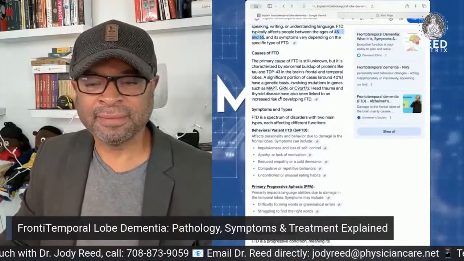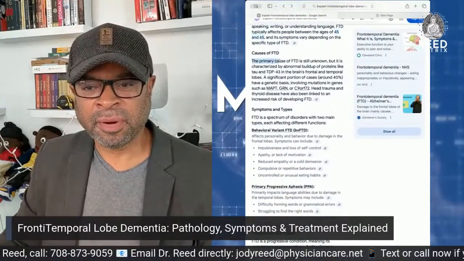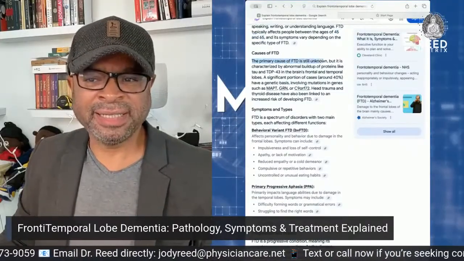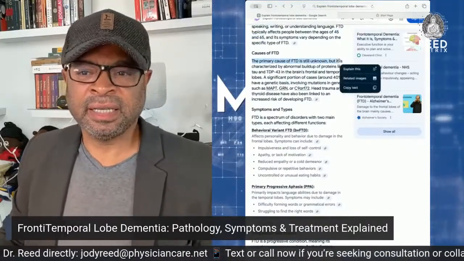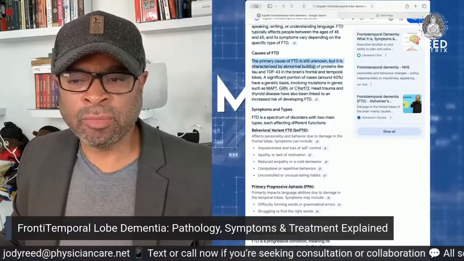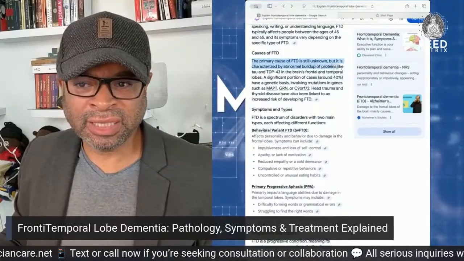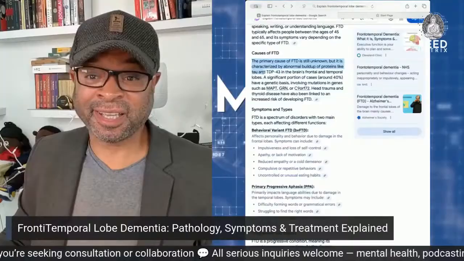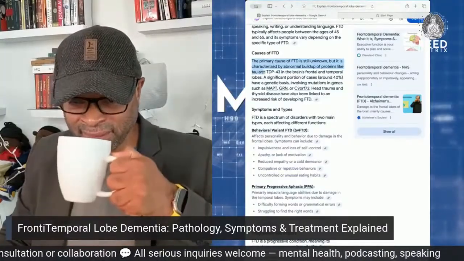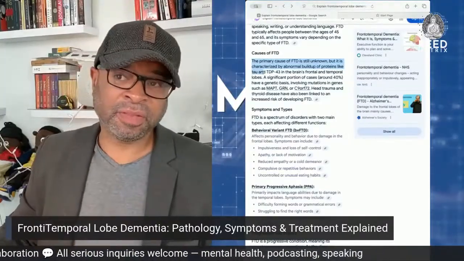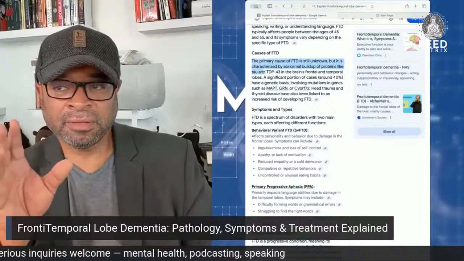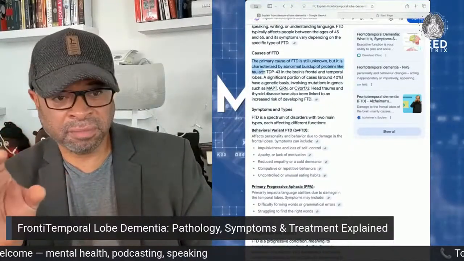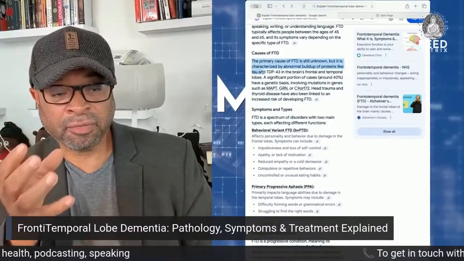Okay, causes. The primary cause of FTD is still unknown, but it is characterized by abnormal build-up of proteins like tau. Look, there it is again. Remember, that's something that's common in many of these dementias, the buildup of that intracellular debris.